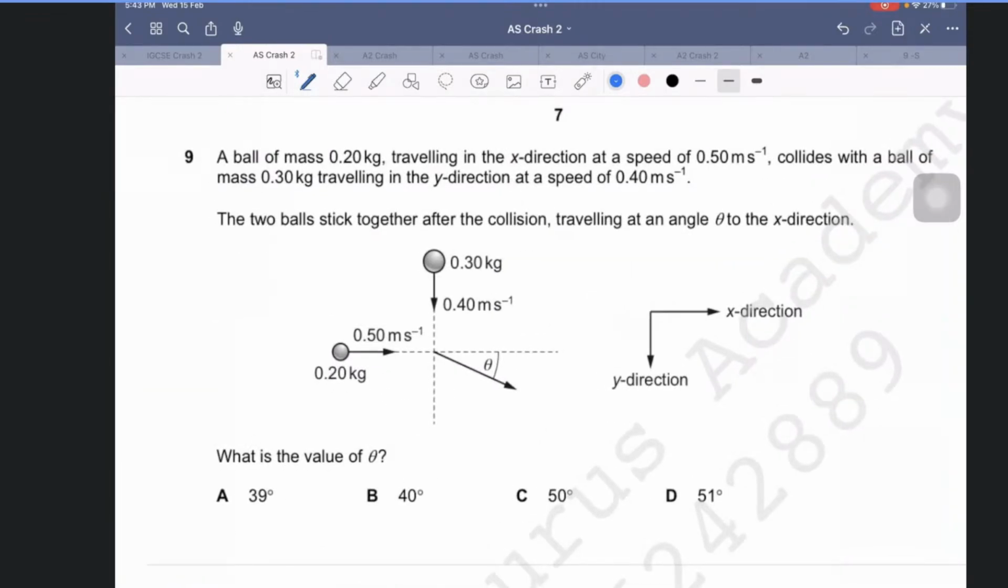In this question, it says that a ball of mass 0.20 kilograms traveling in direction x at this speed collides with a ball traveling in direction y with this speed. The balls stick together after collision and they move at an angle theta to the x direction. They stick together and they're going in this direction with some value, I don't know. Have they said it? They've said nothing about the speed, right?